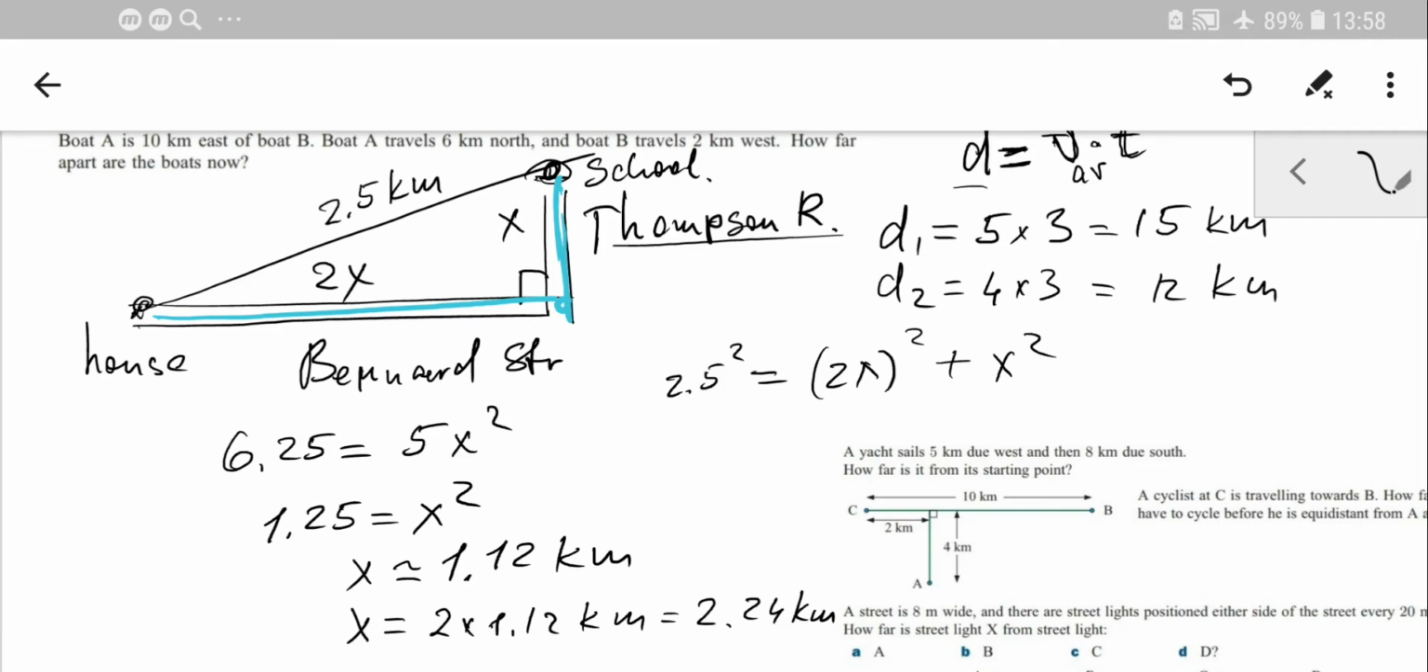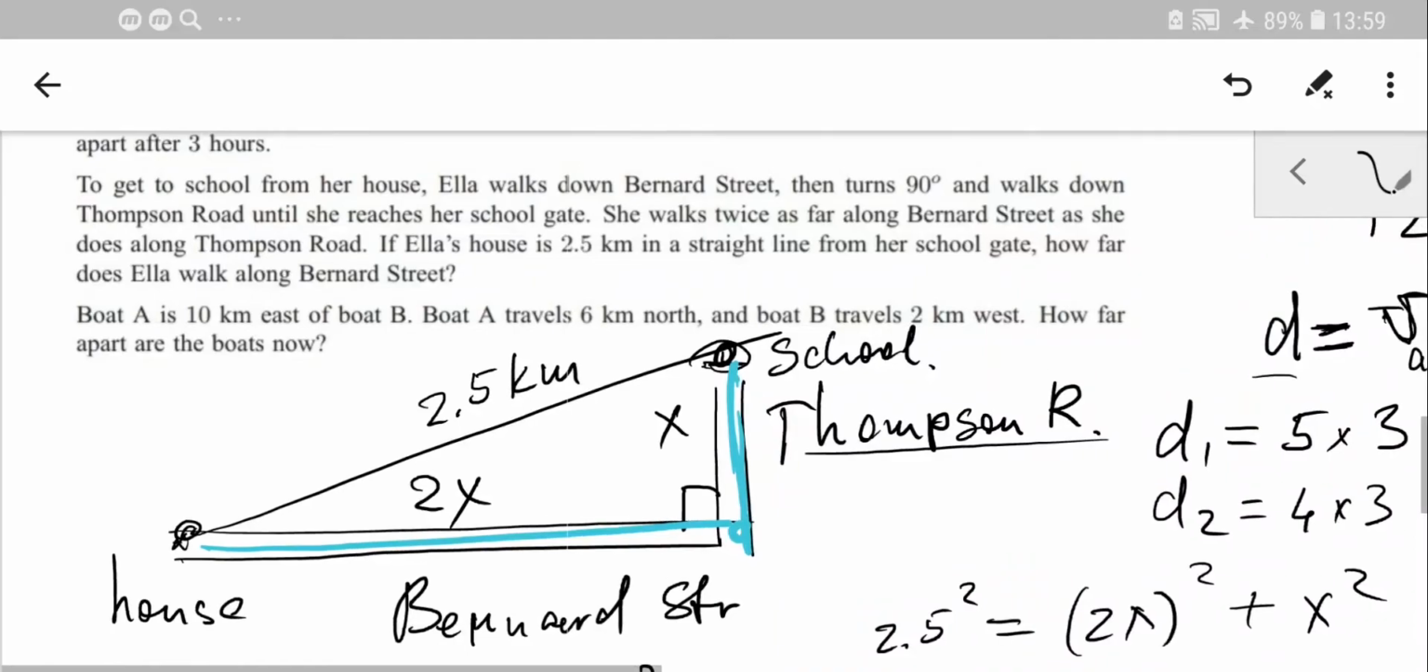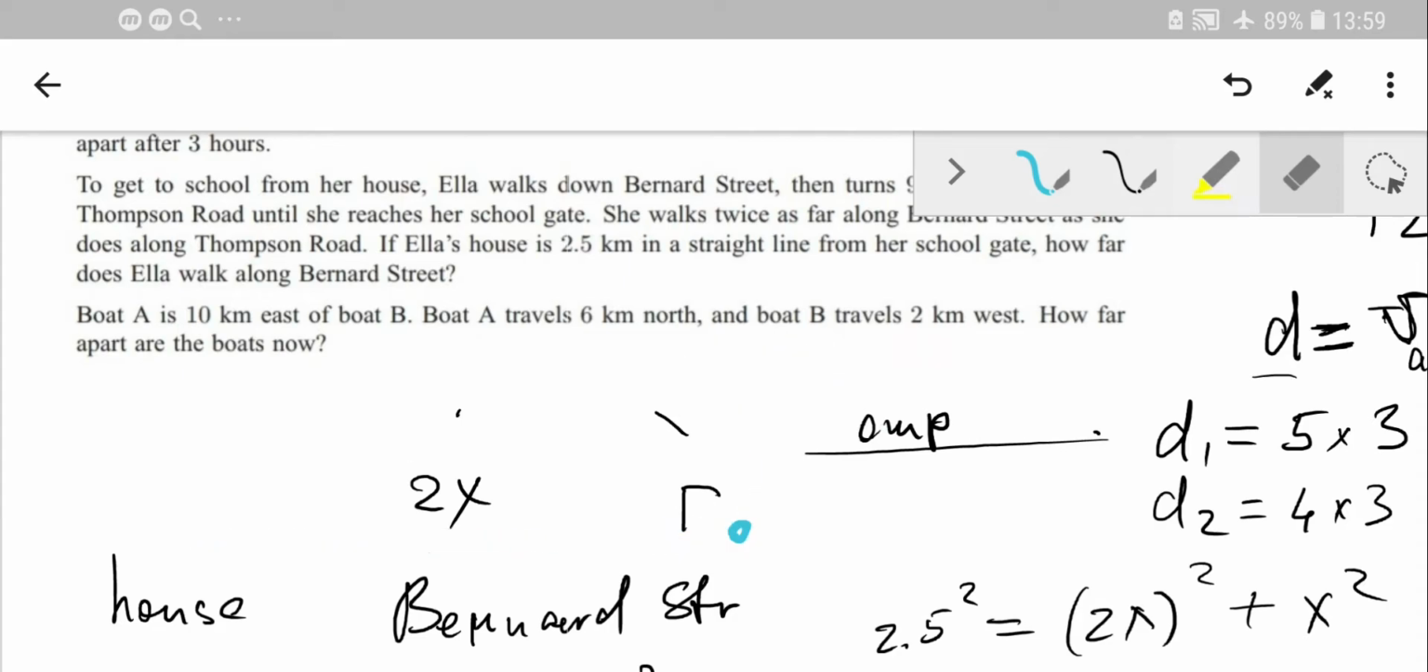Okay, so let's go to the next one. The next one is here. Boat A is 10 km east of boat B. I'll just erase first of all.